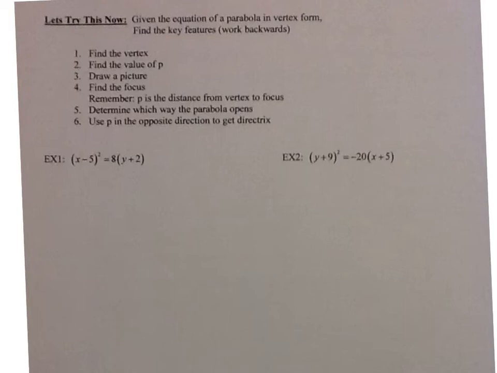Okay, so on the back, we're going to work backwards. You're going to be given the equation in vertex form, and you're going to have to find the key features. The first thing you're going to do is identify the vertex. Find the value of P, draw a picture, find the focus. Remember, P is the distance from vertex to focus. Determine which way the parabola opens. Use P in the opposite direction to get the directrix.